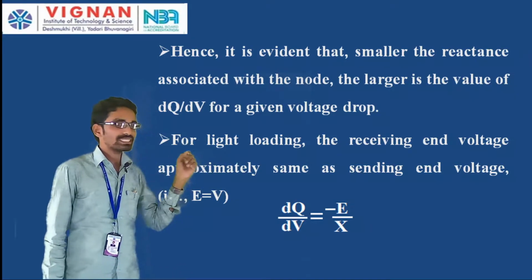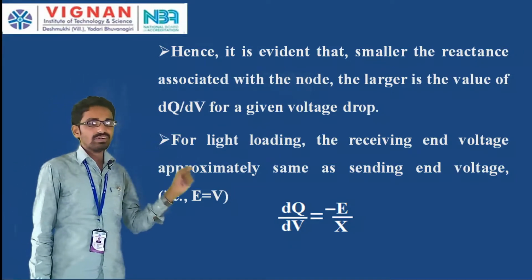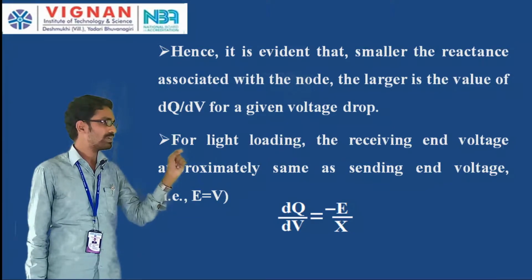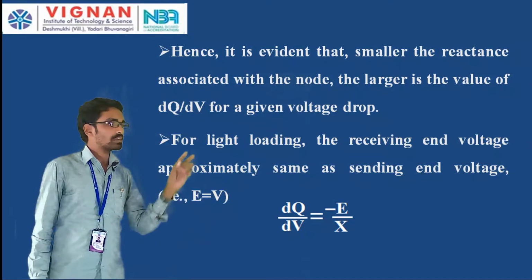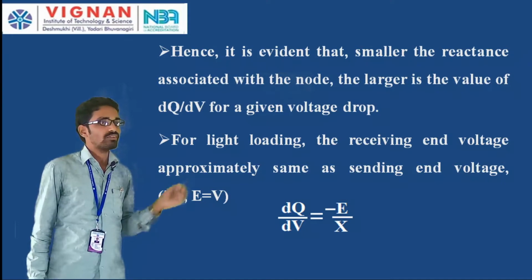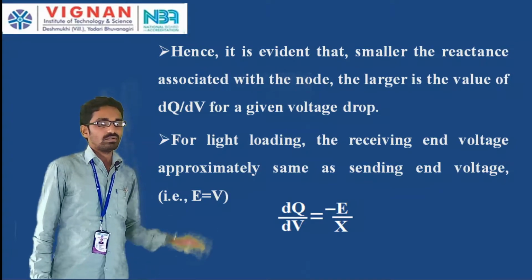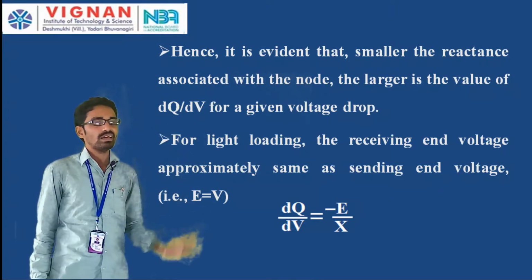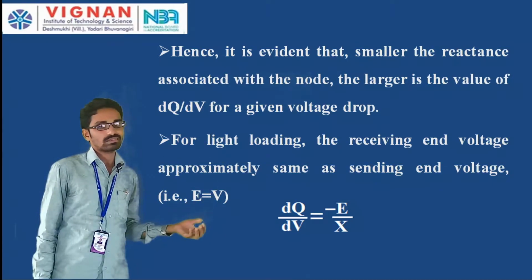For the light loading condition, the receiving end voltage is approximately equal to the sending end voltage, because for a light load or no load condition, whatever the sending end voltage is, it is almost totally present at the receiving end, because of the very small amount of losses.